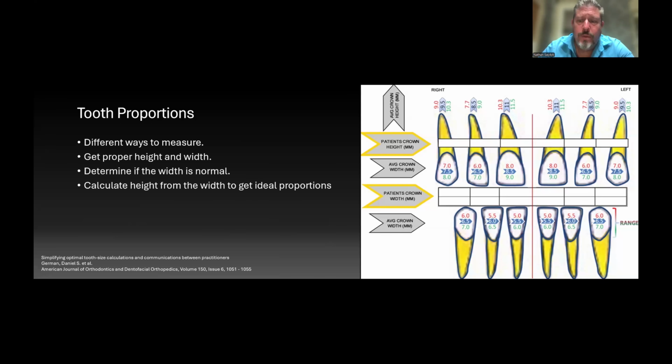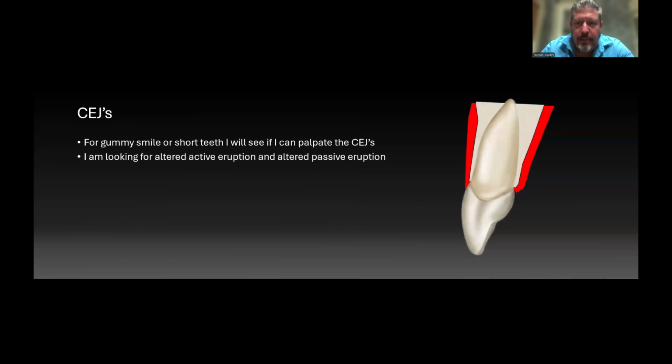But calculate, what should my height be? And if you are short, you need to figure out why that anterior tooth is short. You're going to look at wear. Is there wear on the edge of the teeth? That's easy to see. If a tooth is short and it's worn, pretty easy, right? If it's supposed to be 10 millimeters long and it's 8, you've lost 2 millimeters.